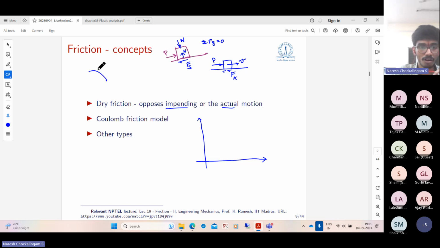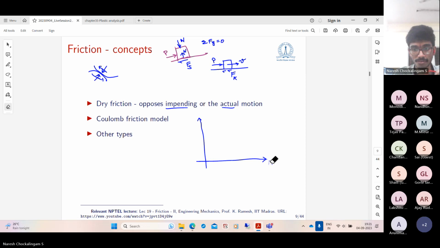When you have any two contacting surfaces, you always have a normal force between them, and you have some friction force between them. The normal force by the surface on the block, you can directly determine by setting sigma Fy equal to 0. So they should be equal to N. If you plot the variation of P, the force needed to push, and of course P should be equal to Fs, it varies like this.